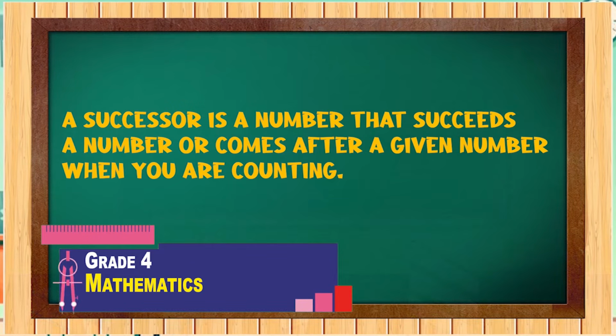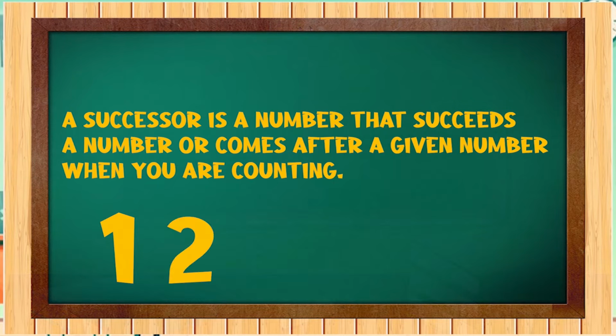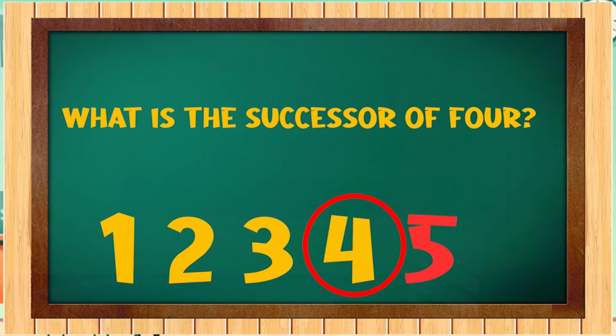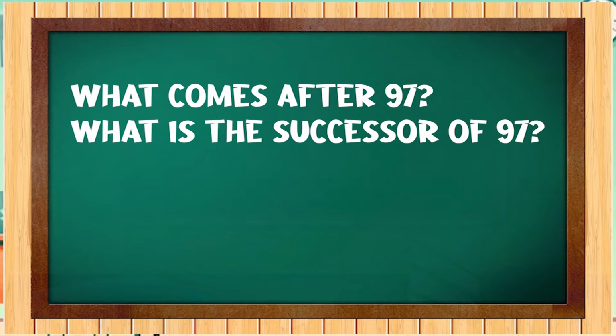A successor is a number that succeeds a number or comes after a given number when you are counting. For example, let's look at a simple one. We know if we count 1, 2, 3, 4, 5, that 5 comes after 4. Hence, the successor of the given number is 1 more than the previous number. So if you're asked, what is the successor of 4? The answer will be 5. So when we want to find the successor of a number, we simply add 1 to the number that we are given.